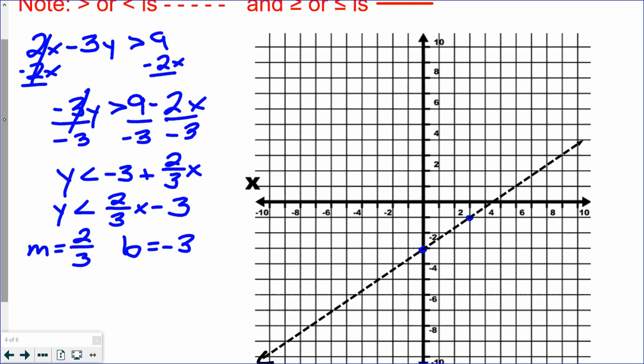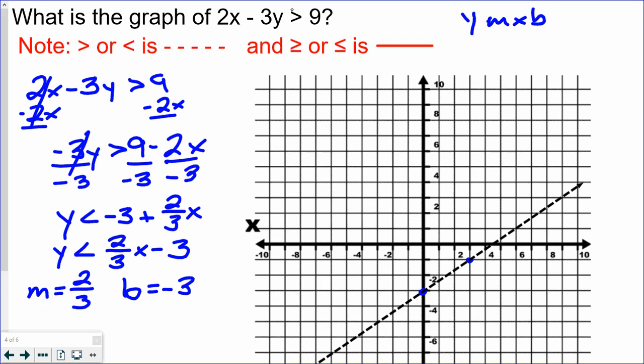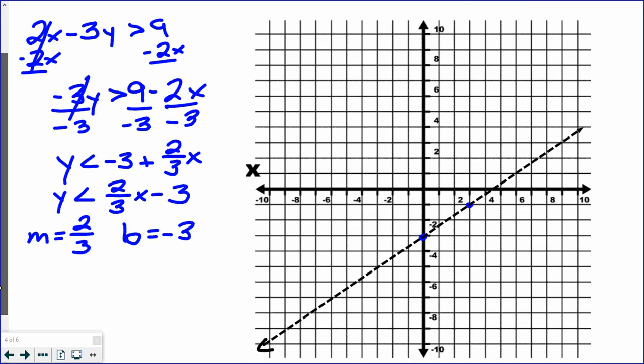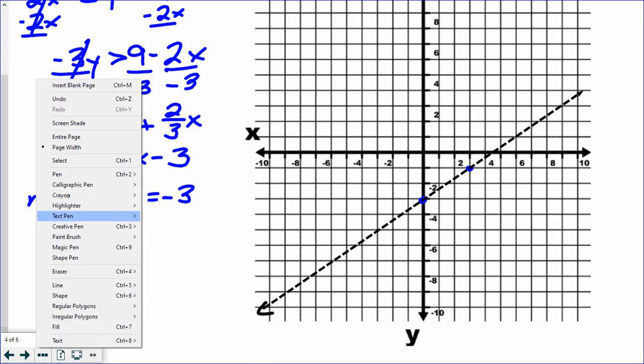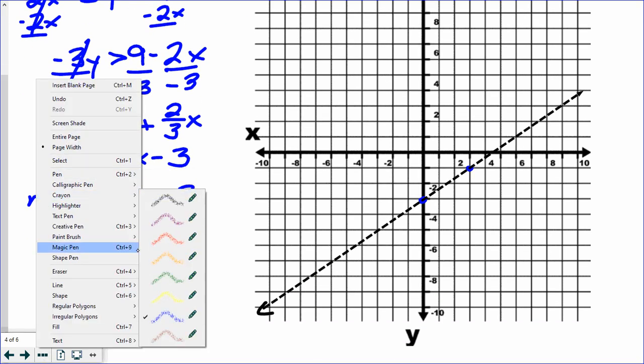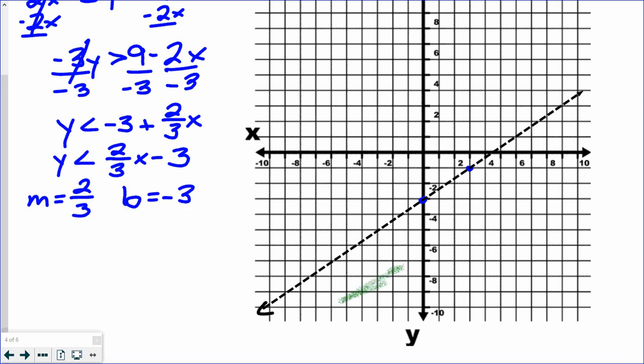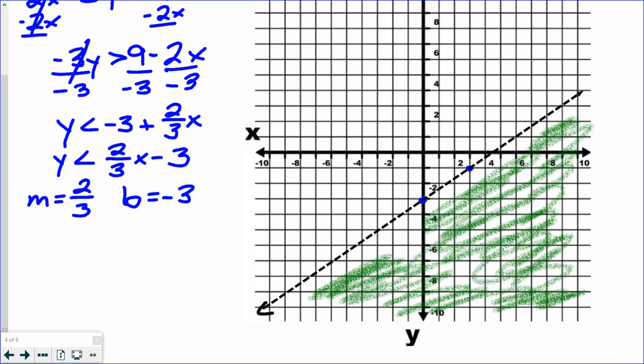Now again here, this is really important because originally this was greater than, so I would have shaded above. But because I divided by a negative number, it became less than, and now I'm going to shade below. So let me get out my crayon. I'll use green this time. Shade below the line. So every point below the line is a solution to the inequality, meaning it makes the inequality true. And any point on the line is not a solution. That's why the line is dashed.